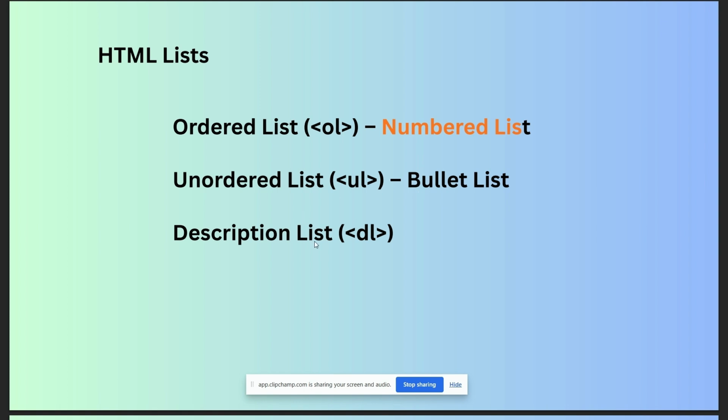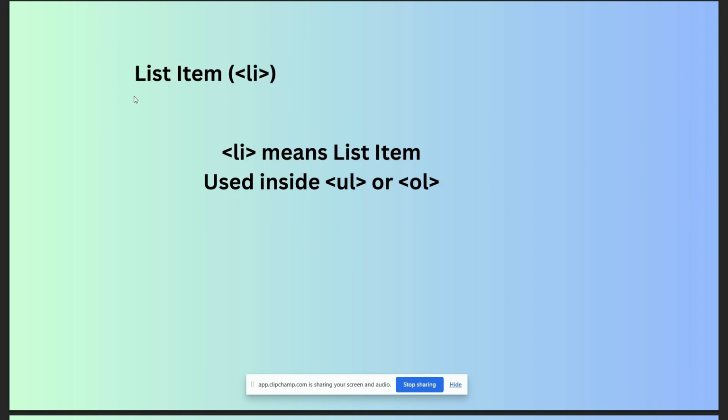Another one is the description list. There is a dt and dd. dt means term and dd means its description. Now we can move to the list item. That is the li tag, which is list item. That is used inside unordered list and ordered list.